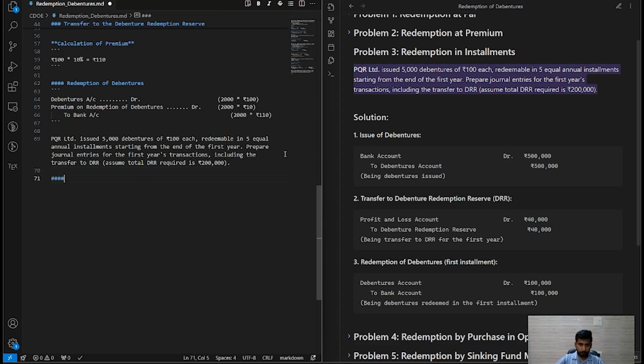So first of all, issue of debentures. The journal entry would be bank account debit to debentures account. What will be the amount? The amount will be 5 lakhs. How 5 lakhs? 5,000 into rupees 100.